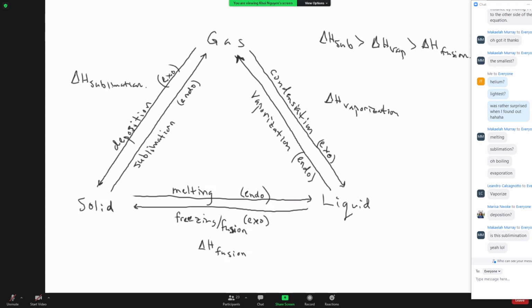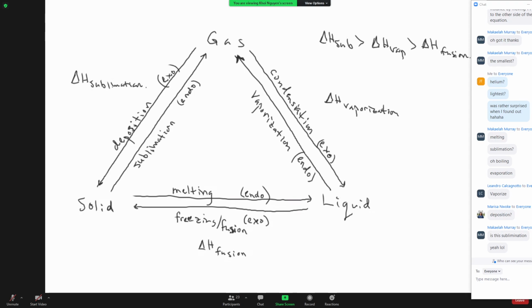And then because the IMFs are still there, you still have to break those up to go from a liquid to a gas for your delta H of vaporization. And to go from a solid to gas, you're literally making that big jump together for melting and then for condensation. I mean, for vaporization as well. Okay.